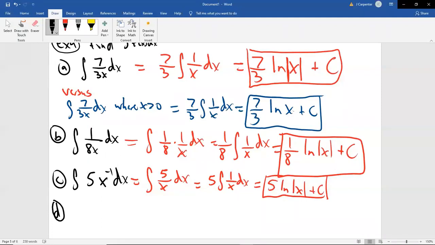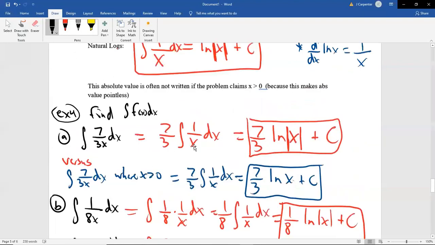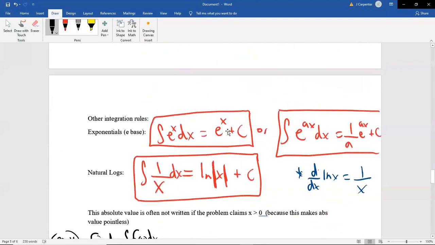D, the integral of e to the 2x dx. We did a bunch of the natural log ones. Now let's do an exponential. So going back above, we said the integral of e to the x is e to the x, just like the derivative of e to the x is e to the x. But of course, the plus c is thrown in.